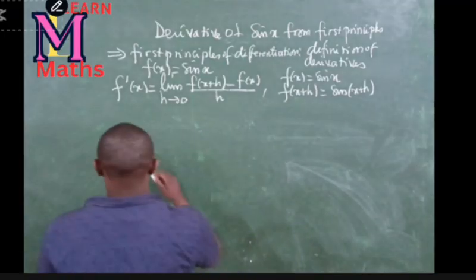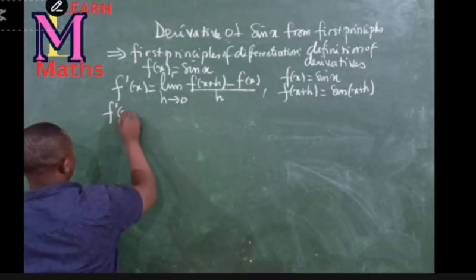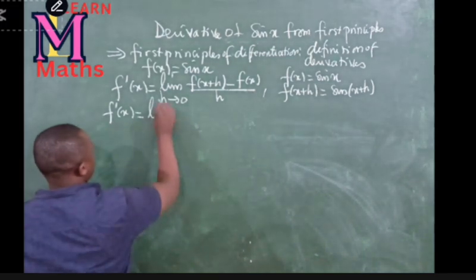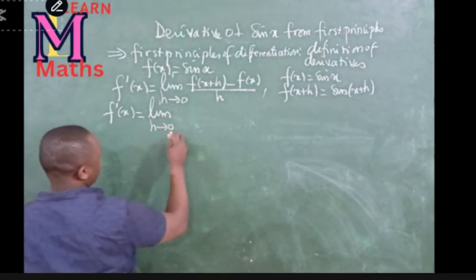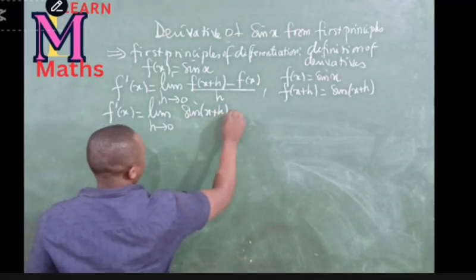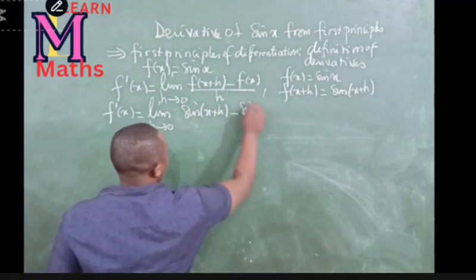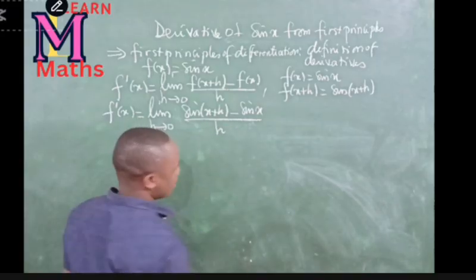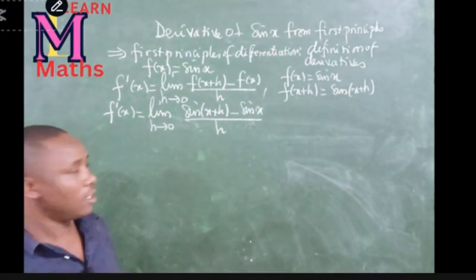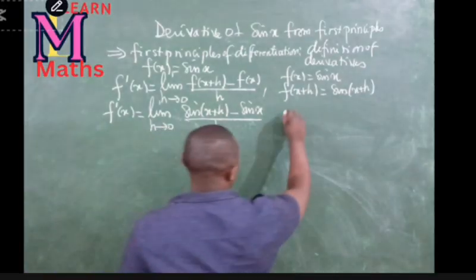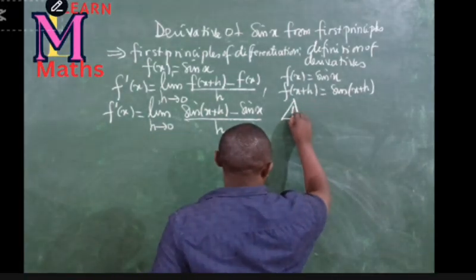So the derivative of sine x is going to be the limit as h approaches 0 of sine of x plus h minus the sine of x divided by h. Keep in mind that h is very small. Now, let's recall this.